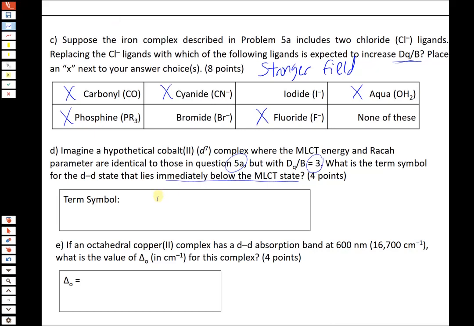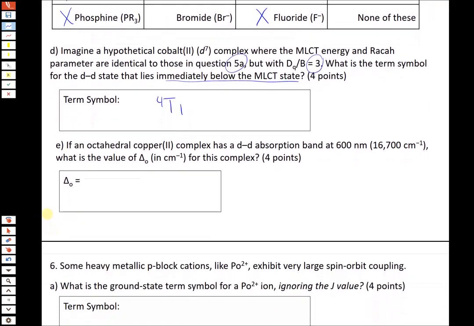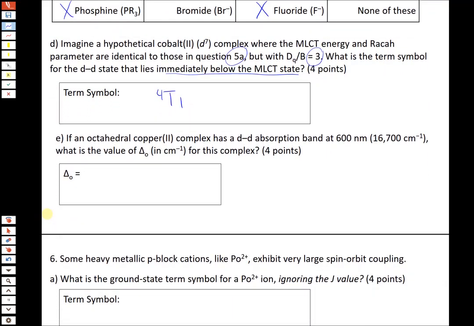All right, so it's going to be quartet T1 for that one, or quartet T1g if we're talking about perfectly octahedral. All right, and then finally this last one here was one that most people got right, but some of you I think tried to make it more complicated than it was.